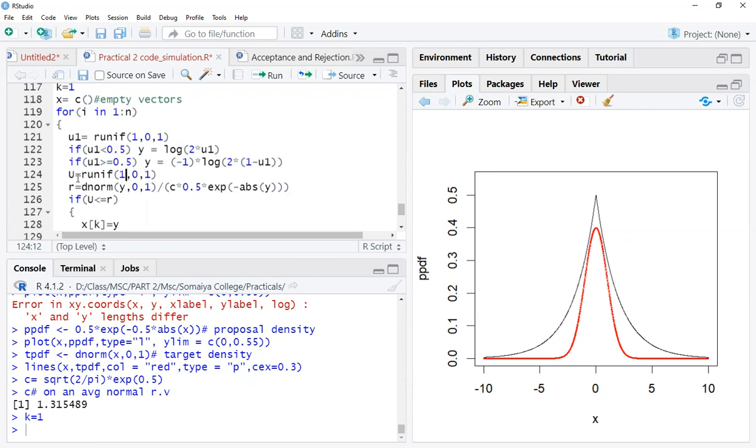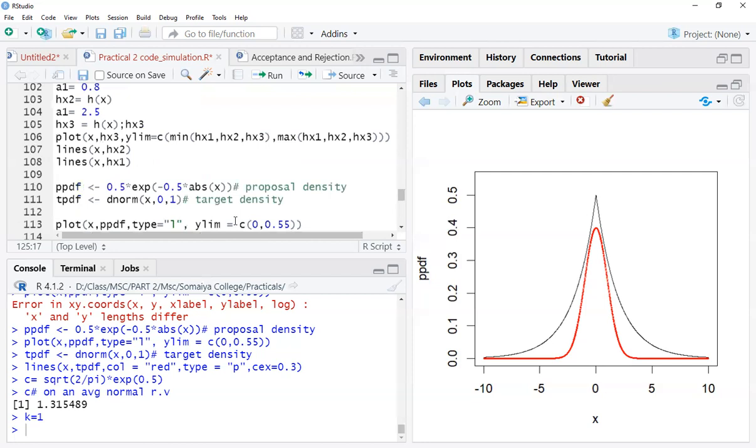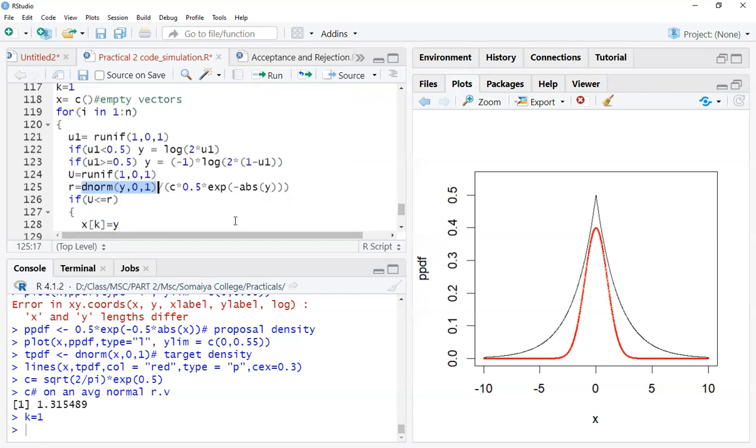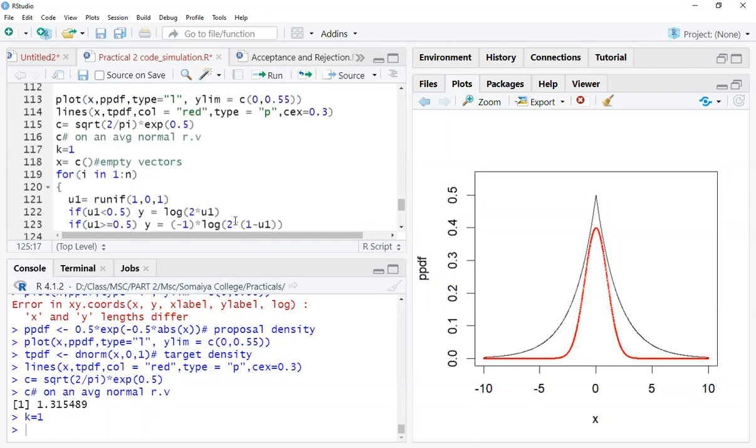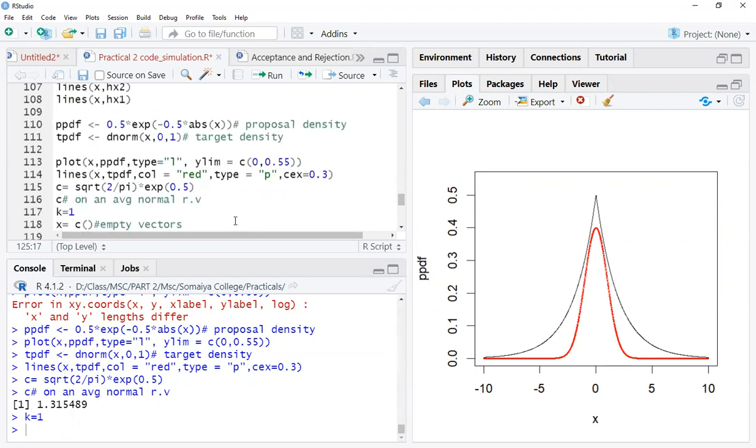And now we will generate u from uniform, R is usual, your dnorm divided by C times the proposal. Let's check whether the proposal is right or not. Sir, if alpha is 1.5, then in the proposal density it should be 0.75, alpha by 2.